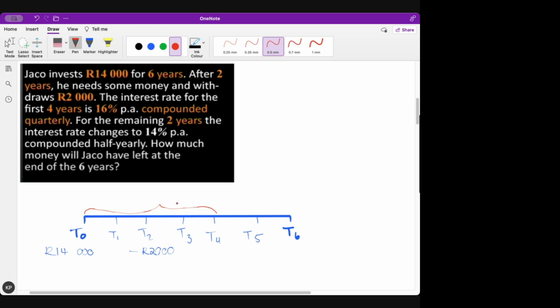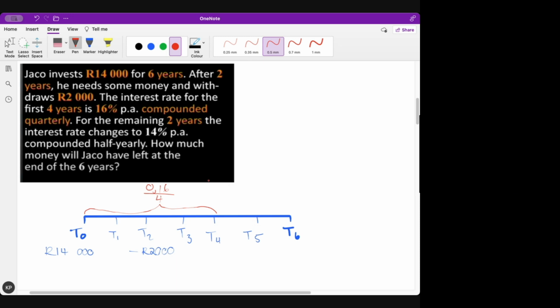So as we know, we're going to write our interest rate in the form of a decimal, which is 0.16, and how often we are going to compound it. And in this case, it's quarterly. So how many times is that per year? If we say it's compounded quarterly, how many times would that be per year, guys? That would be 4 times. Thank you. So that's 4 times per year.